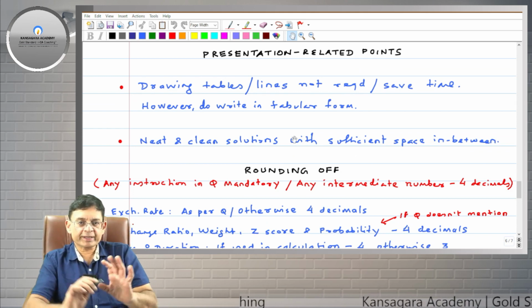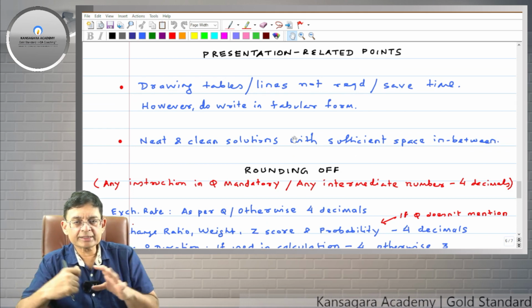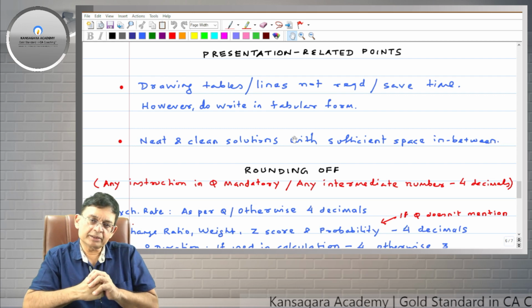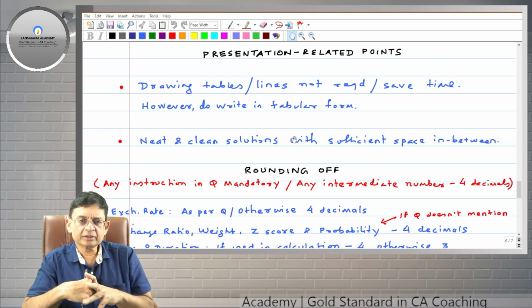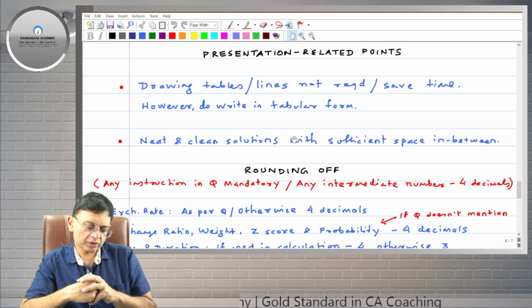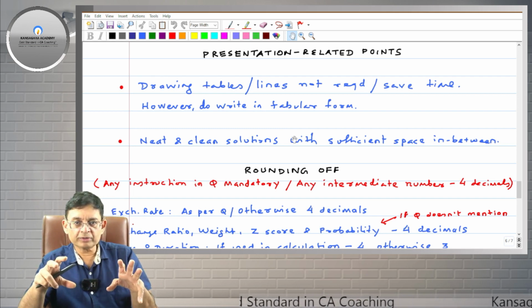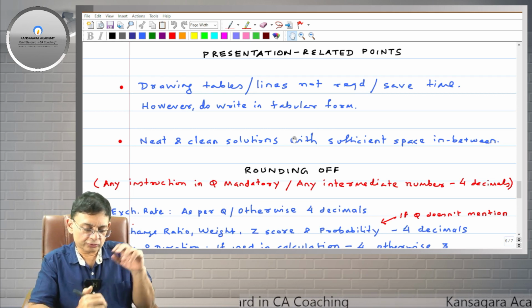Leaving sufficient space in between has some advantages. Say for example, if you want to make some corrections later on, then you can do it properly, or it also gives a good setup to your solution, students.